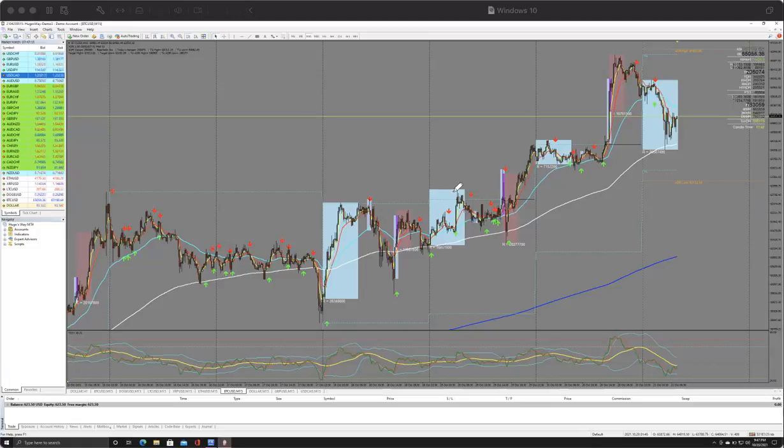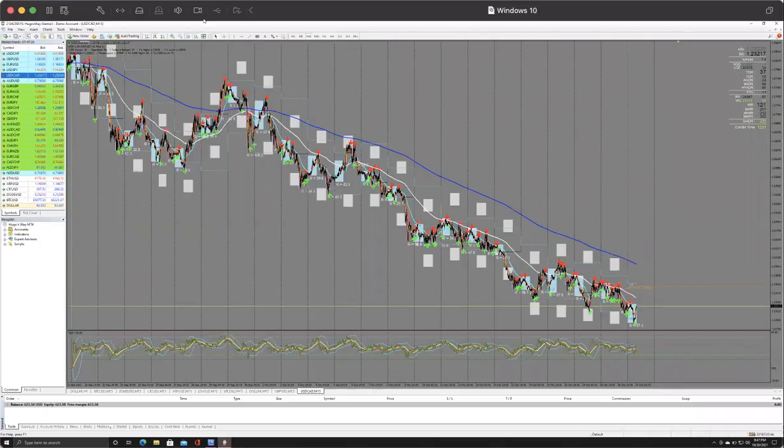So we're going to look at something on the downtrend side to look both ways.